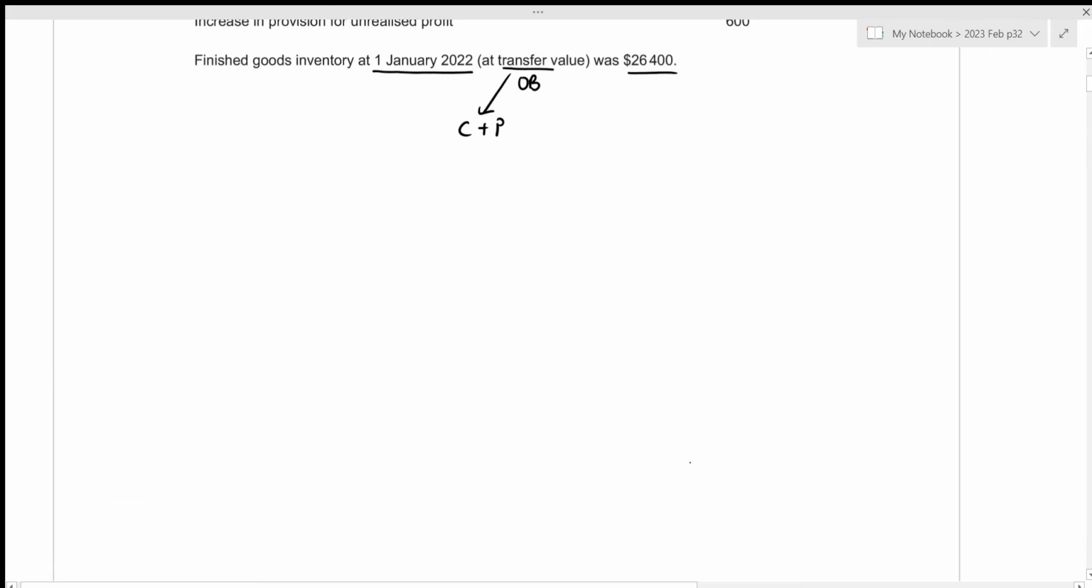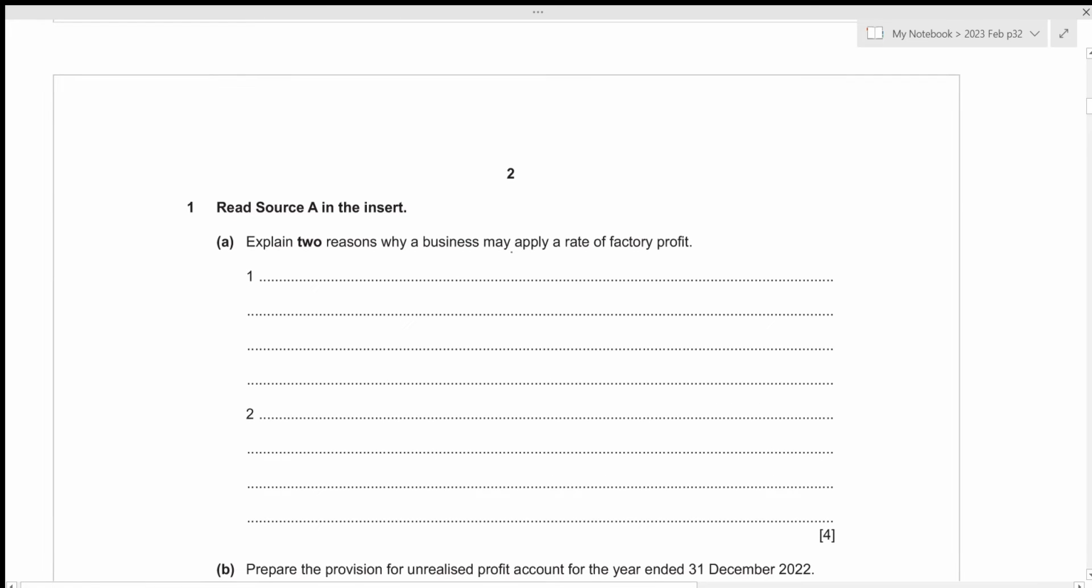Let's have a look at our first question. We need to explain 2 reasons why a business may apply a rate of factory profit. The very first reason is that the transfer price can benchmark with the price at which the goods could be bought from external suppliers. There are questions in past papers where some of the goods are produced on your own while some are purchased from external suppliers. This is because it provides relevant information to the business to make a decision whether the goods should be produced by the business or bought from external suppliers.